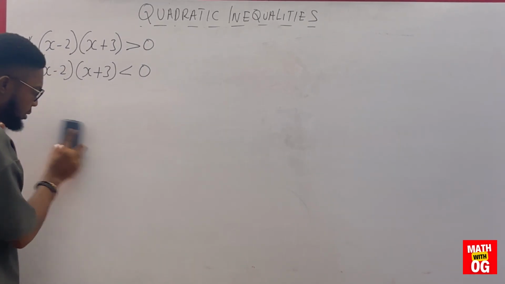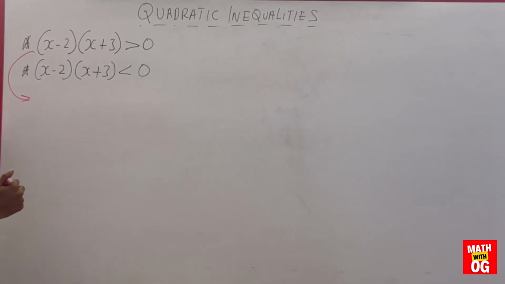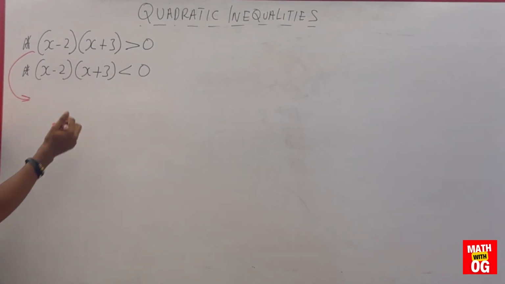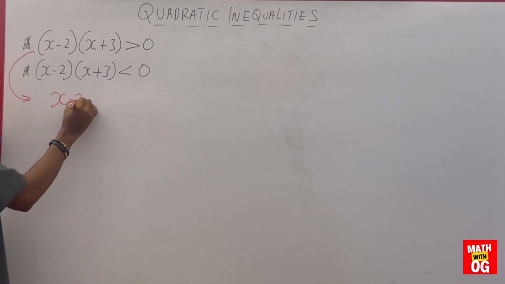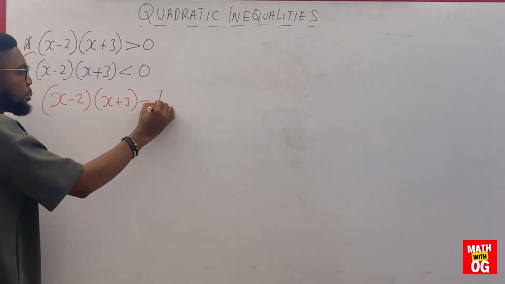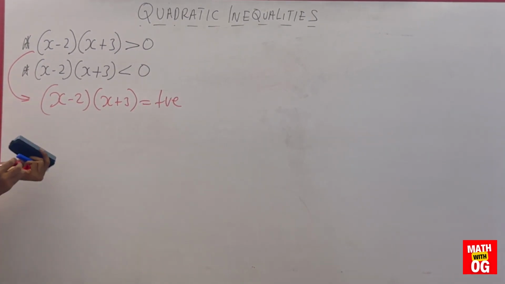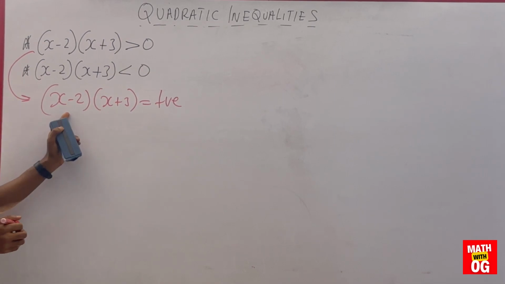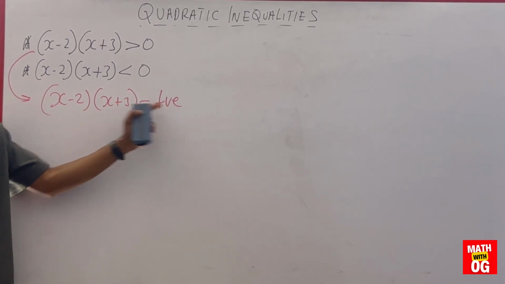Now as you can see on the board, (x minus 2)(x plus 3) to be greater than 0 simply means the product of x minus 2 and x plus 3 must be positive. That's the meaning. For x minus 2 to multiply x plus 3 to give you a value greater than 0, the product of these two guys must be positive.